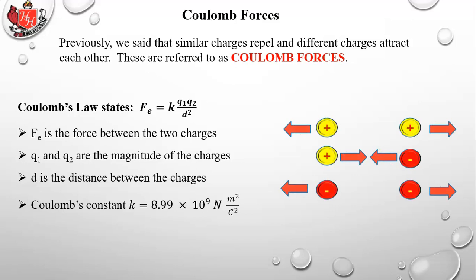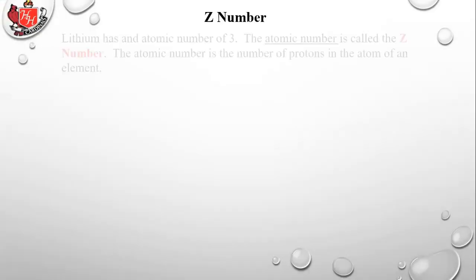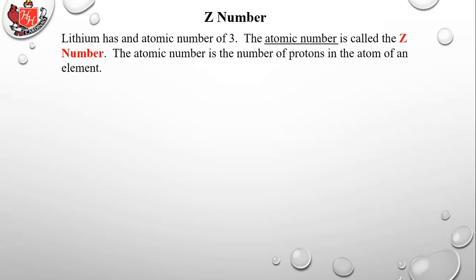So there we go. That's what we're referring to as that repulsive, attractive force that exists between particles. Almost everything that happens in chemistry is the result of Coulomb forces. So, Z number. Lithium has an atomic number of 3. That means it has 3 protons. The atomic number is the number of protons. The atomic number is also called the Z number. The atomic number is the number of protons in an atom of an element.